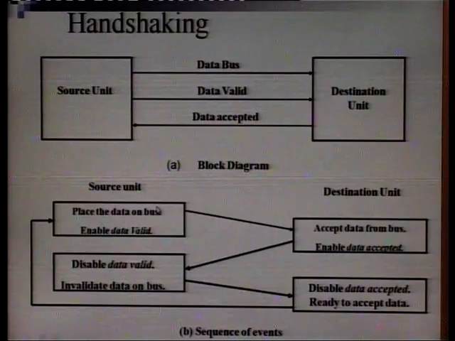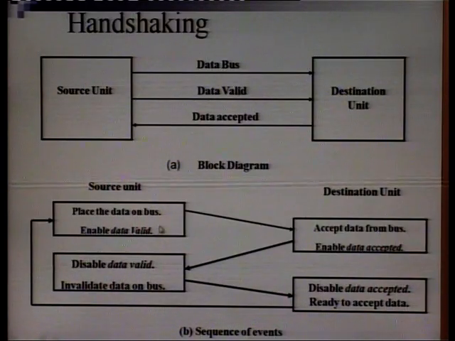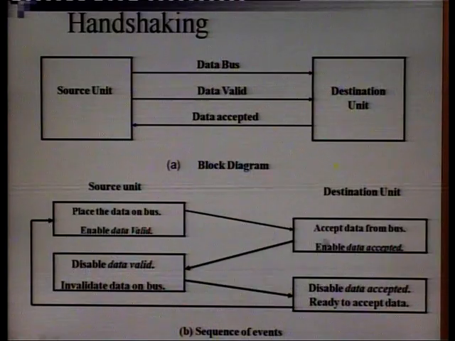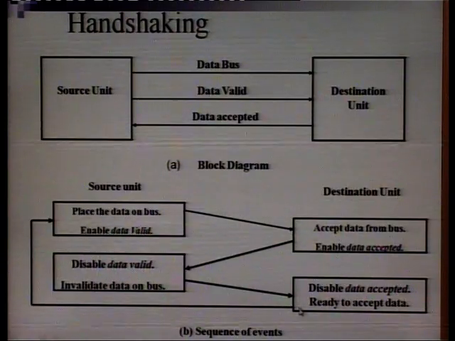The source unit, which is the initial state in this case, places the data on the data bus and enables the data valid signal, and that signal is sent to the destination unit. Then it accepts the data from the bus. So the destination enables the data accepted signal and sends it to the source unit. The source unit then disables the data valid signal.